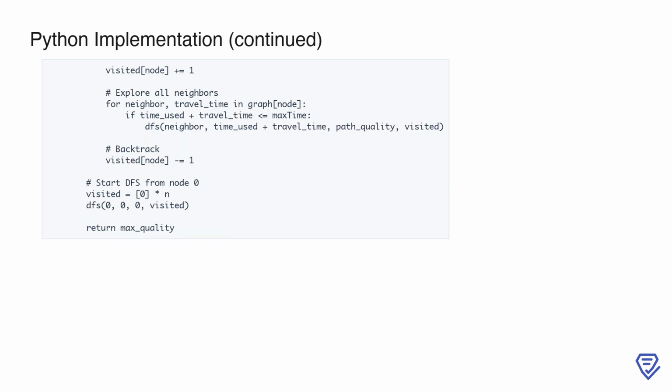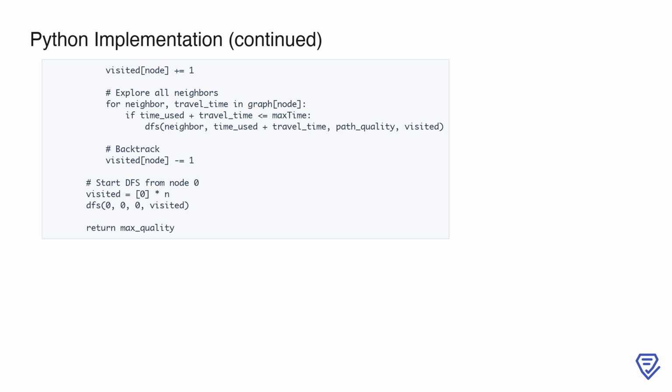Once the current node is marked as visited, the algorithm explores all its neighbors. For each neighbor, it checks whether the total travel time, including the time to reach the neighbor, stays within the allowed max time. If it does, the DFS function is called recursively to continue exploring from that neighbor. This ensures that all valid paths are considered. After exploring all neighbors, the algorithm backtracks by unmarking the current node, allowing it to be revisited in other potential paths. Finally, we initialize the visited list with zeros, indicating that no nodes have been visited yet, and start the DFS from node 0 with an initial time of 0 and a path quality of 0.